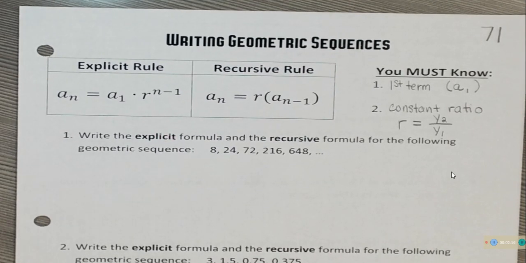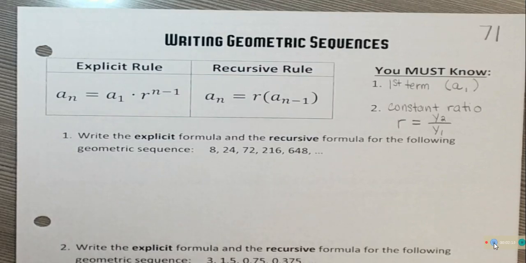So every time you get ready to write this rule or use these rules, you need to be able to find those two things. Example 1 says, write the explicit formula and the recursive formula for the following geometric sequence. So your sequence is 8, 24, 72, 216, and 648.